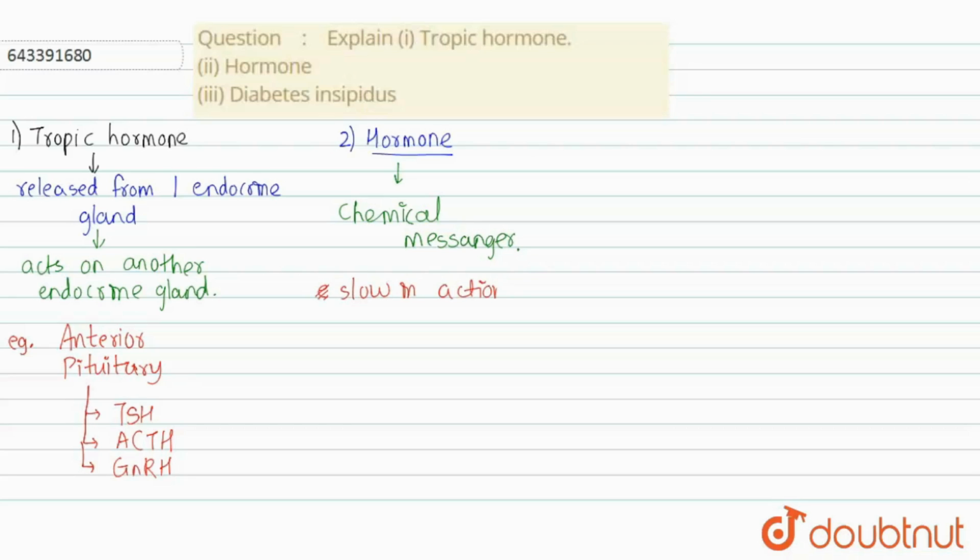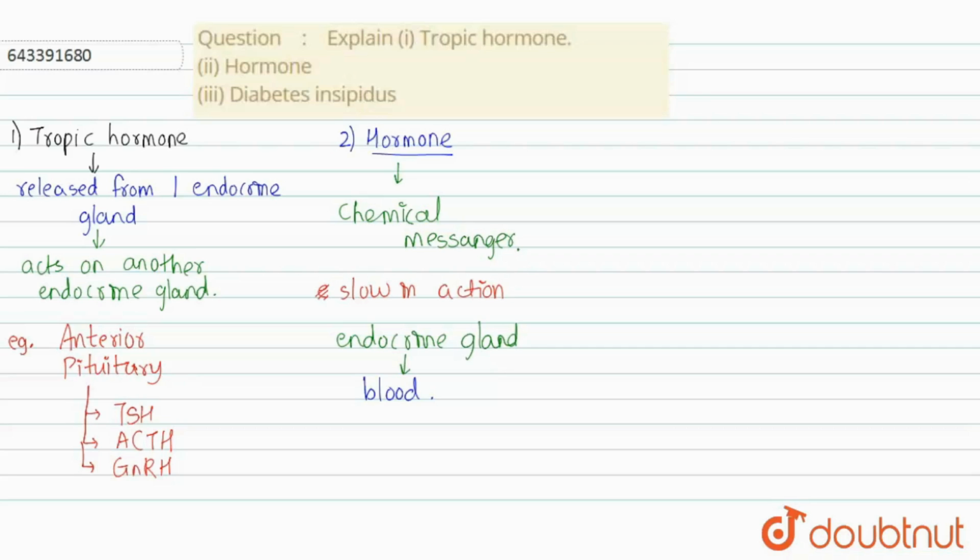The secretions are released from the endocrine glands. The hormone is released from the endocrine gland directly into blood, and from the blood it is carried into different parts of the body. So hormones are chemical messengers which are slow in action. They are secreted by endocrine glands, or ductless glands, and they are carried to the entire body or to the target site with the help of blood. So this is about hormone.